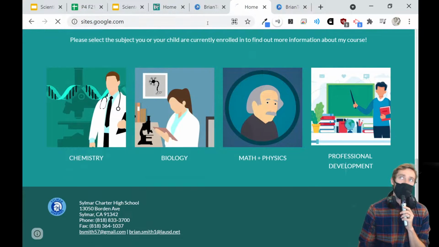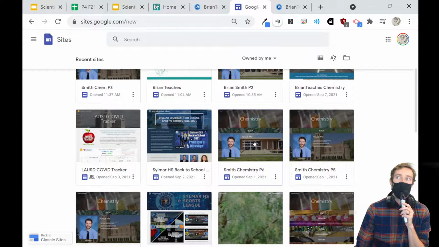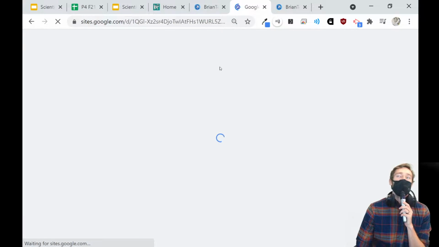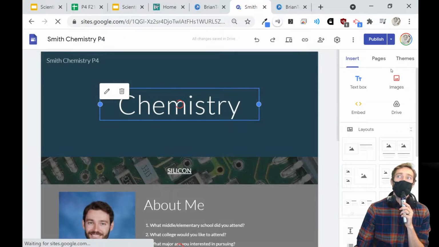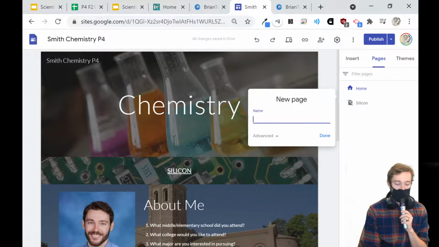Now, go to your site. Go to sites.google.com. I will open up one of mine for period 4. First, we got to make a new page. To make a new page, you go to Pages, New page. Let's name this cesium.